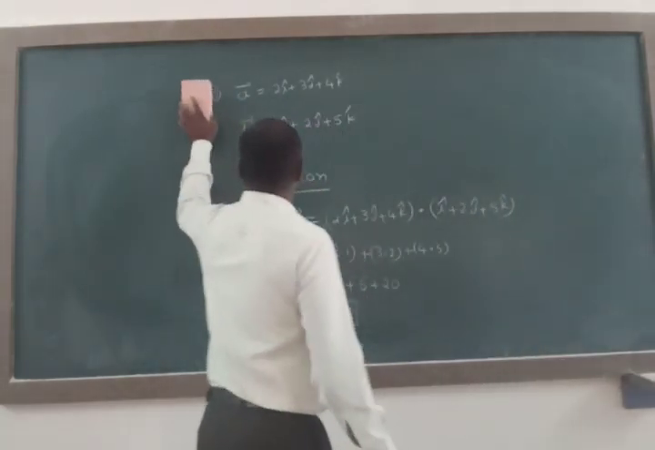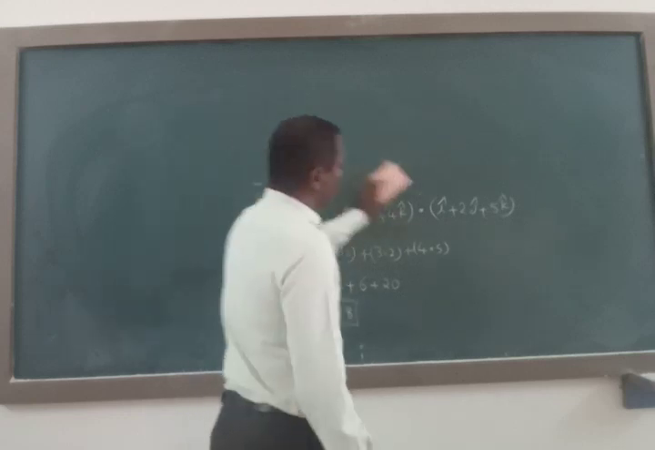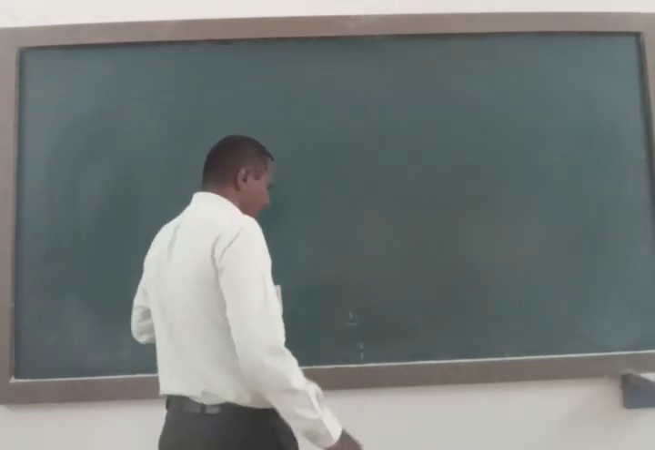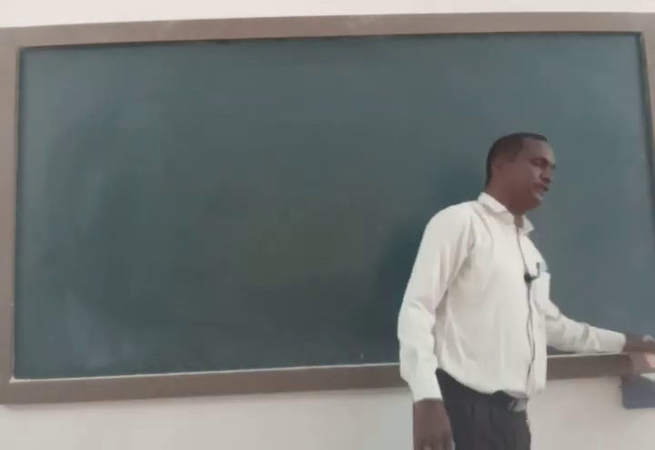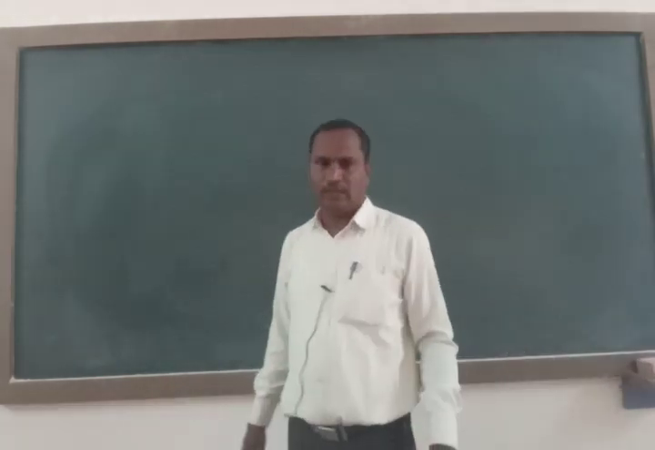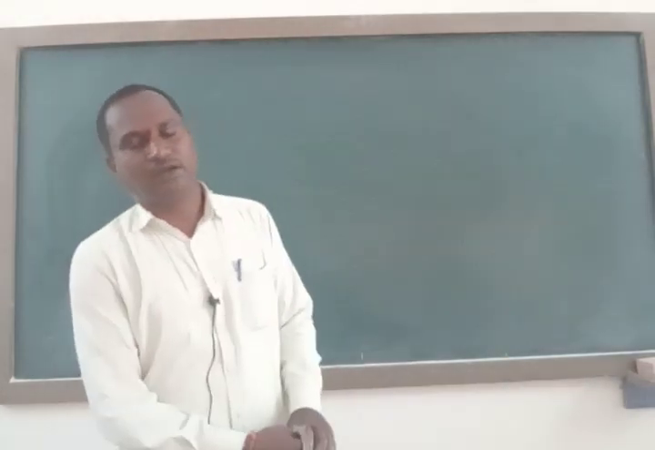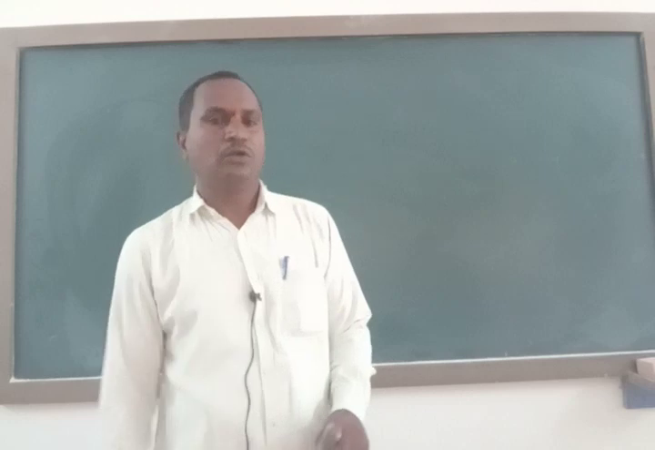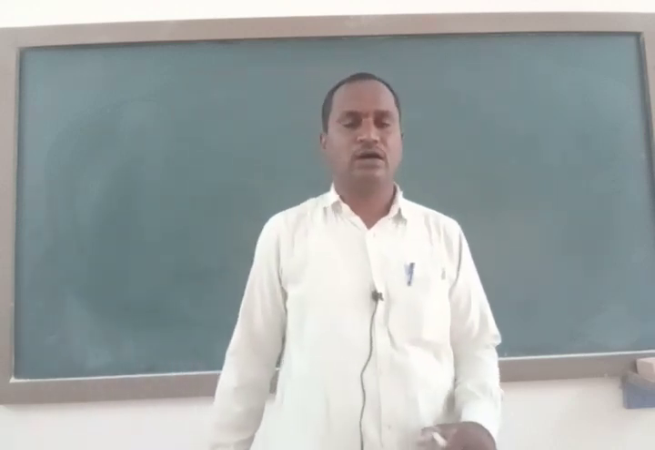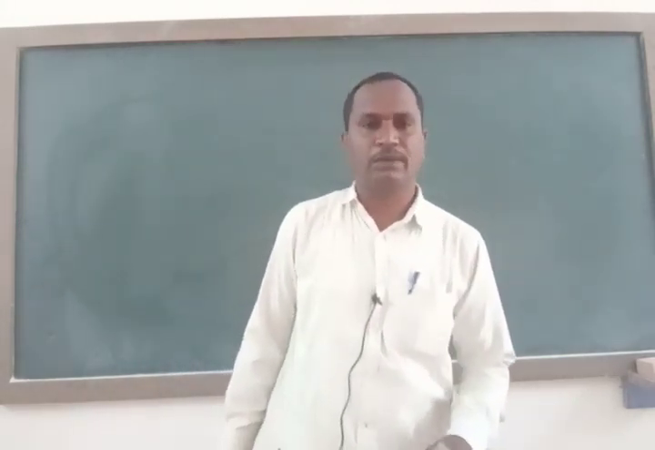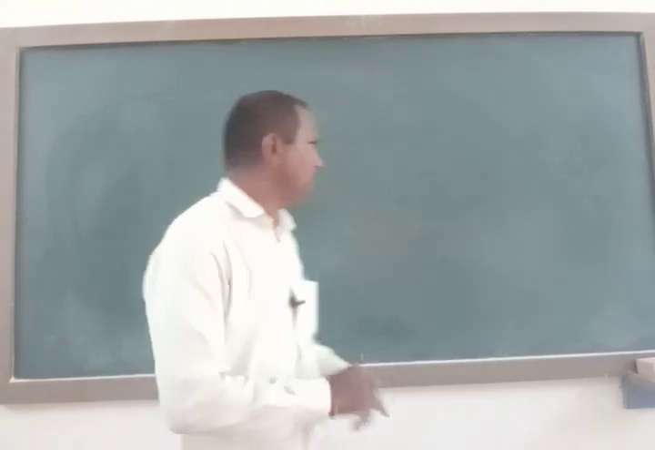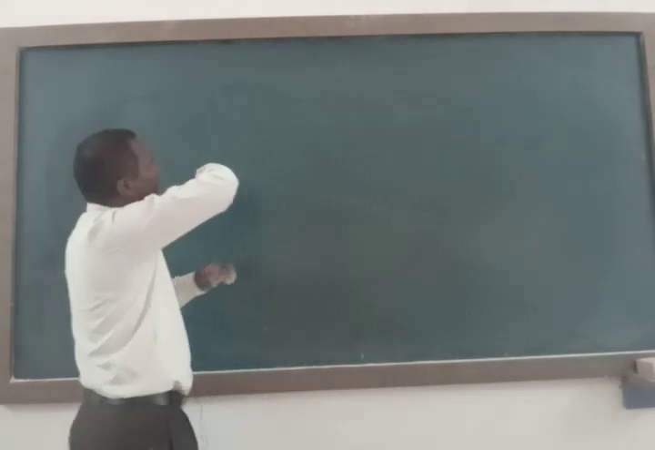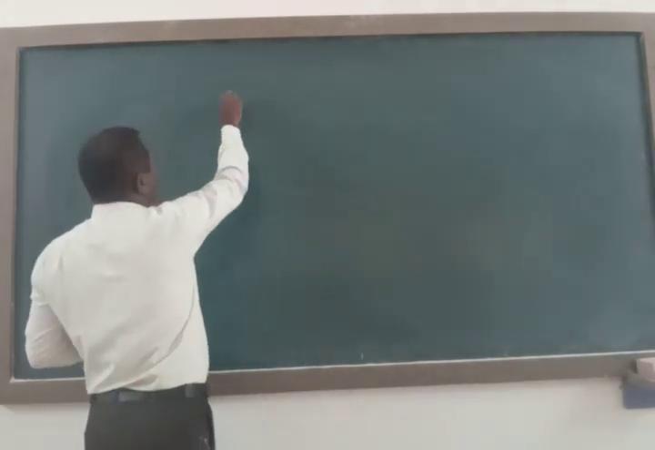Next, generally they will ask some problems on orthogonal vectors. Orthogonal vectors means perpendicular vectors. As I told, whenever the dot product of the given two vectors is 0, we call those two vectors orthogonal vectors or perpendicular vectors. When they mention orthogonal vectors, at the same time they will ask for the value of an unknown.